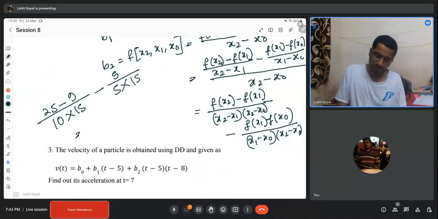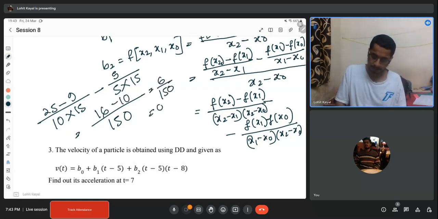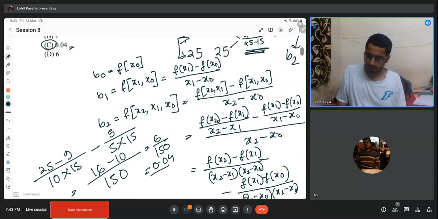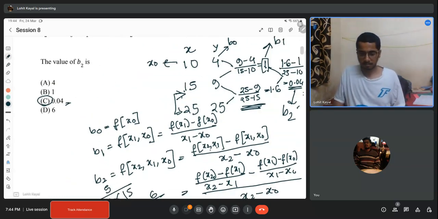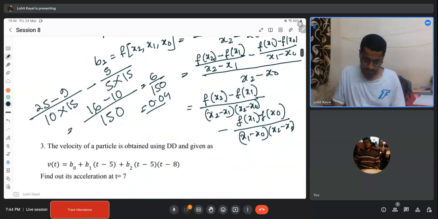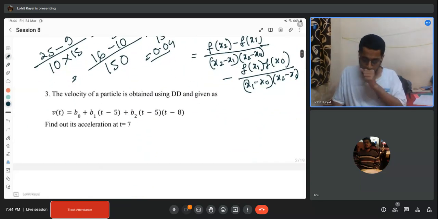So this is 150 and this is 75. So the common denominator is 150. So this is 16, right? And it will be 2 into 5, so minus 10. So 6 by 150, which is equal to 0.04. So the value that we obtained from the table is correct. Okay. Now the next question.